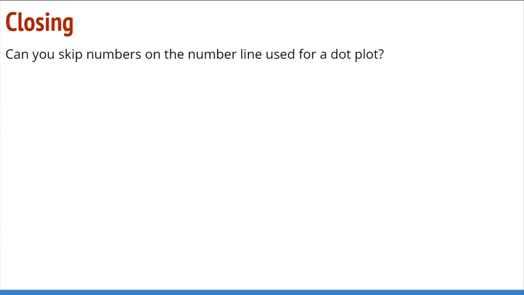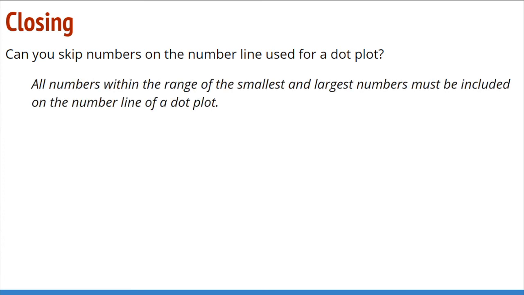All right, so quick closing here. Can you skip numbers on the number line used for a dot plot? Can I go 1, 2, 3, 5, 9, 12 and just leave the zeros off? And we've already been over this. The answer is no, you can't do that. We have to include all the numbers.